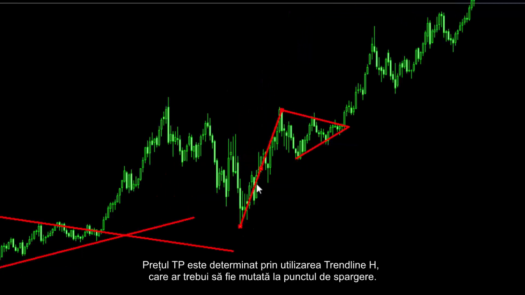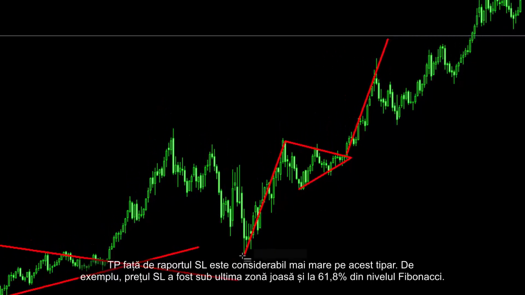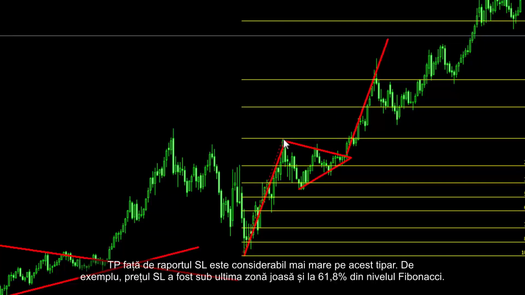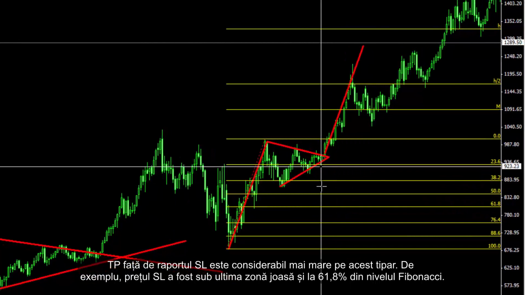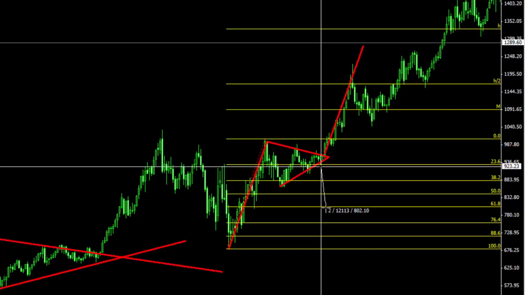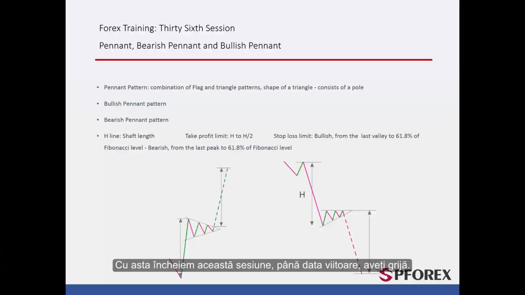TP price is determined by using the H trend line, which should be relocated to the breakout point. TP to SL ratio is considerably high on this pattern. For instance, SL price was below the last valley and the 61.8% Fibonacci level. There is another significant level at the 50% Fibonacci level that can be used to specify SL price in this example. That concludes this session.